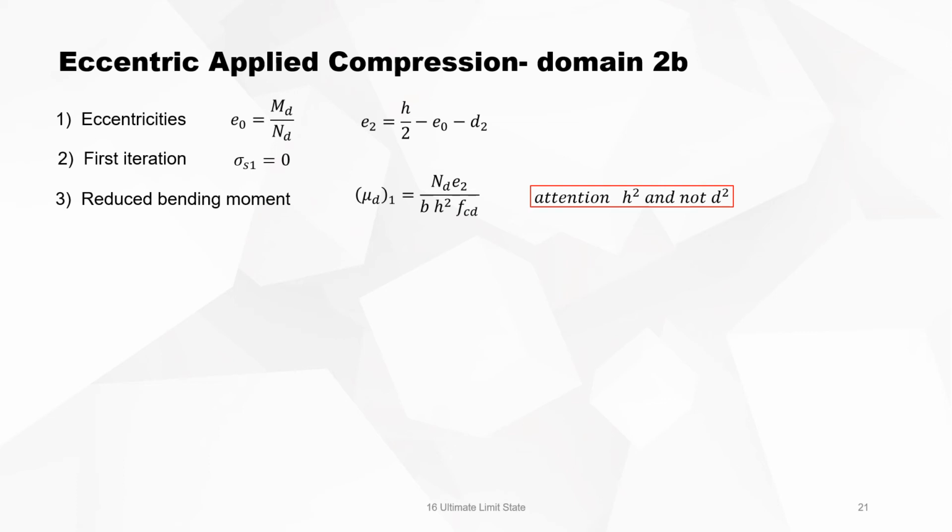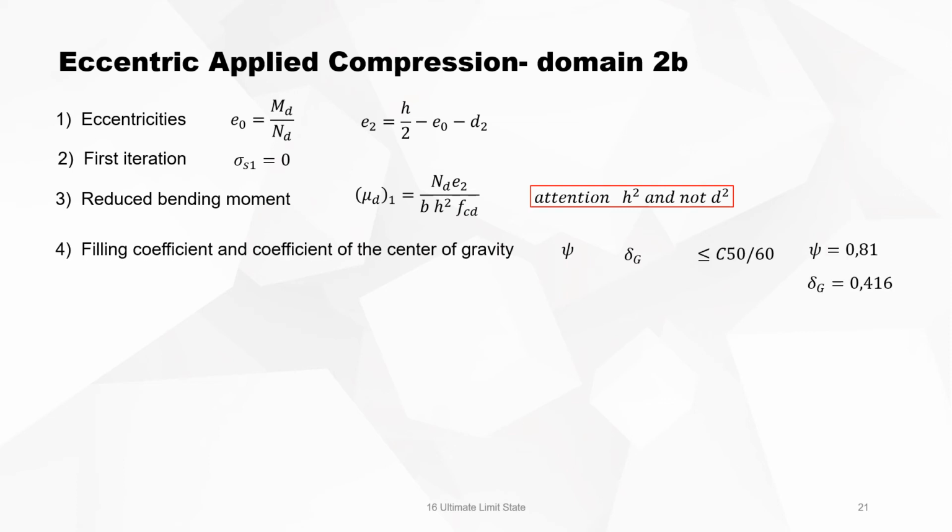So the best guess is that you take a very small figure for the first iteration of the stress in the steel, which will take 0. So the reduced bending moment is then NdE2. Remember that all the time. It's not MD, it's NdE2 divided by BH squared FCD. Again, tension H squared and not D squared.